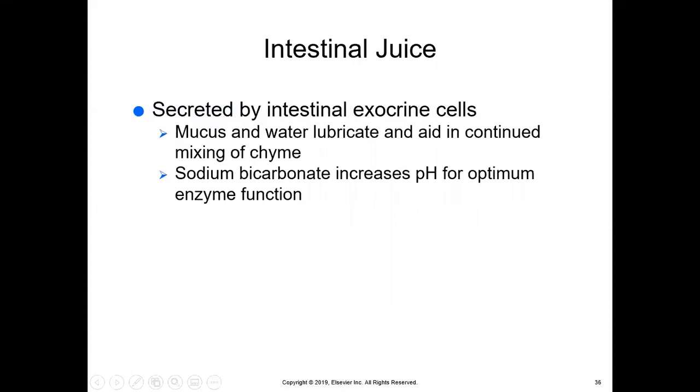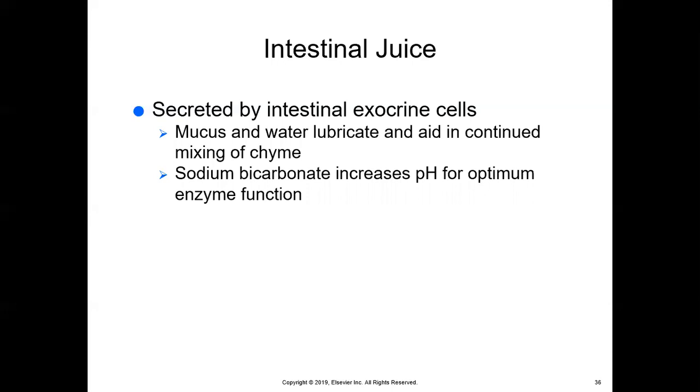Now you have intestinal juices. This is the intestinal wall directly. Intestinal juices are secreted by the intestinal exocrine cells. Remember what we say about exocrine cells? How can you describe exocrine cells? Right. They're glands or cells that have ducts associated with them. So whatever it's producing, it's sending it through a duct directly to where it wants to act. So in this situation, it's secreted directly into the lumen of the duodenum.